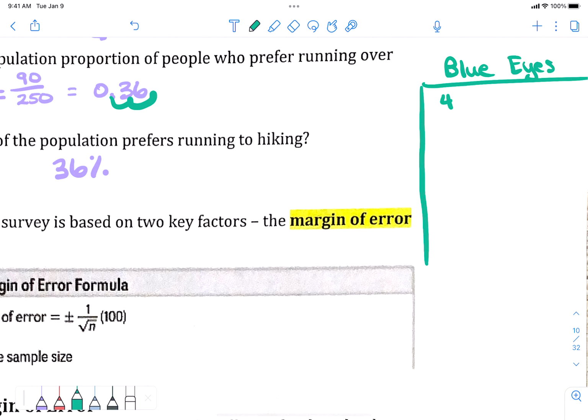We'll say 4. 4 blue eyes. 4 out of 9. All right, here we go. Write this down off to the side. 4 out of 9 people have blue eyes. That's actually pretty good. In this class, 4 out of 9 people have blue eyes.